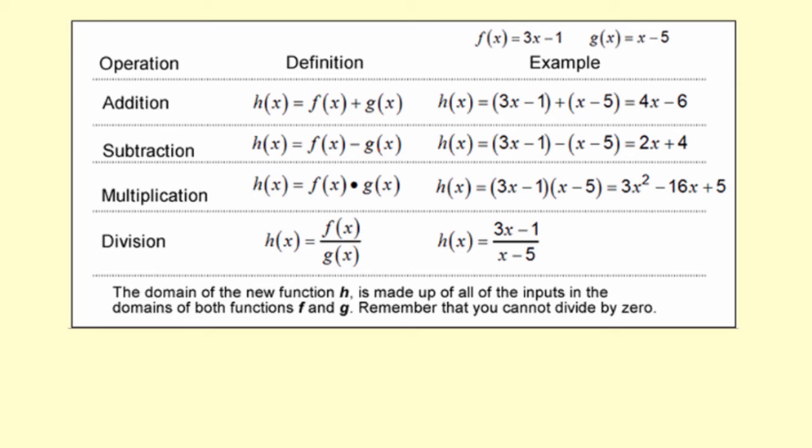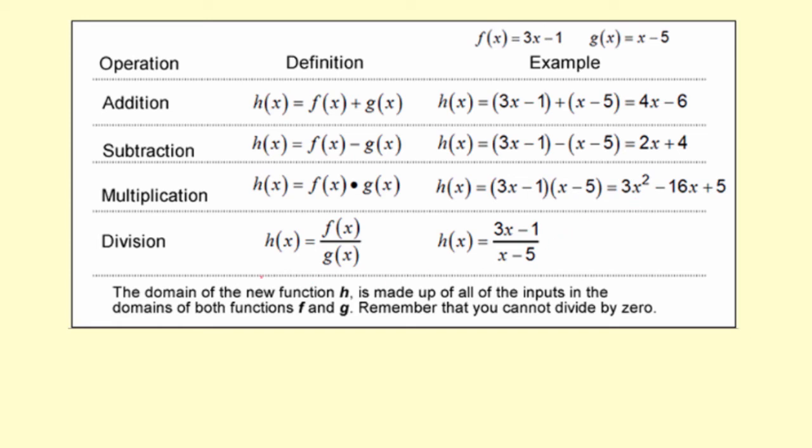h of x equals f of x minus g of x, so that's 3x minus 1 minus (x minus 5). And careful with distributing the negative sign with the second term, so it's actually negative 1 plus 5, which makes it the plus 4 there. Multiplication. h of x equals f of x times g of x, so it's 3x minus 1 times x minus 5, and that's the FOIL method. So h of x is 3x squared minus 16x plus 5.